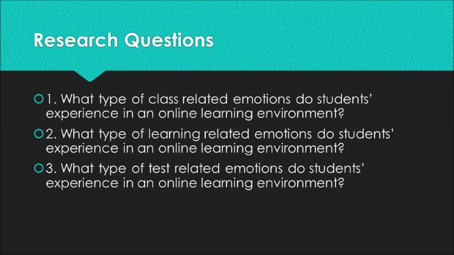So the research questions of this project were: what are the class-related emotions that students go through? What are the learning-related emotions that students experience? And what are the test-related emotions that students experience? And this was all based on Pekrun's Achievement Emotion Questionnaire. This questionnaire consisted of 24 scales that are organized in 3 sections, assessing the class-related, learning-related, and test-related emotions. And the scales contain items measuring affective, cognitive, motivational, and psychological components.